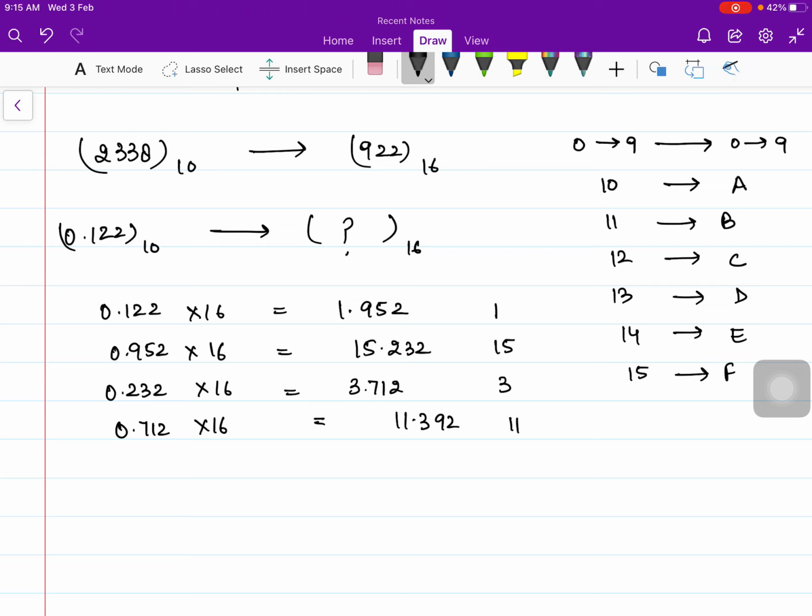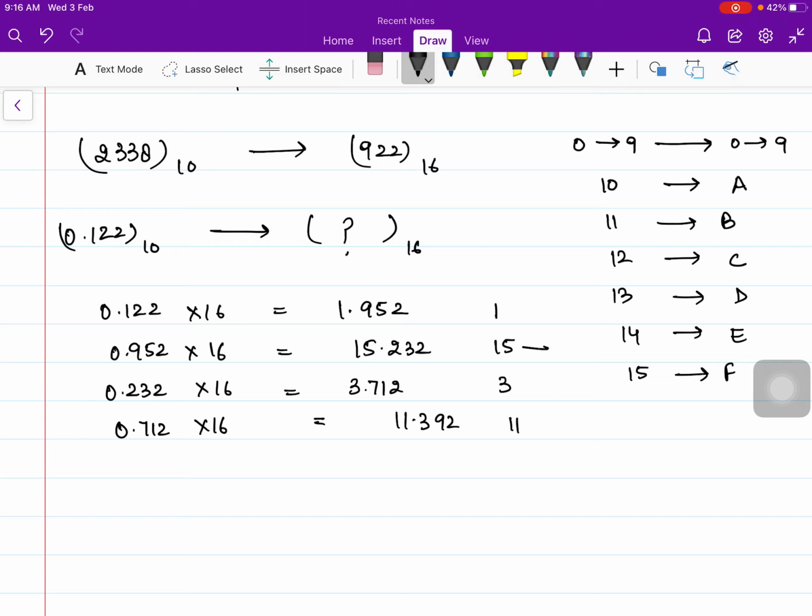The maximum number that you will find in the hexadecimal number system is 15, because the base is 16, so you will find all the digits in the range of 0 to 15. Similarly, in the case of decimal, you will find all the digits in the range of 0 to 9. In the case of octal, as the base was 8, you will find all the digits in the range of 0 to 7. So this is the fact.